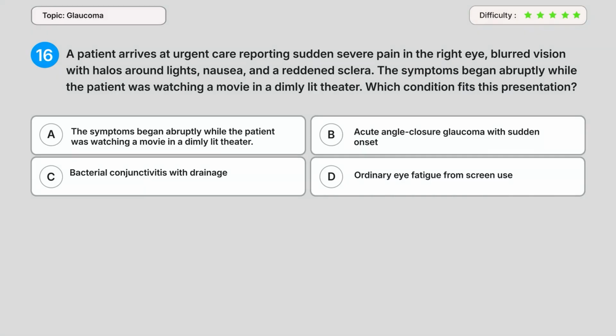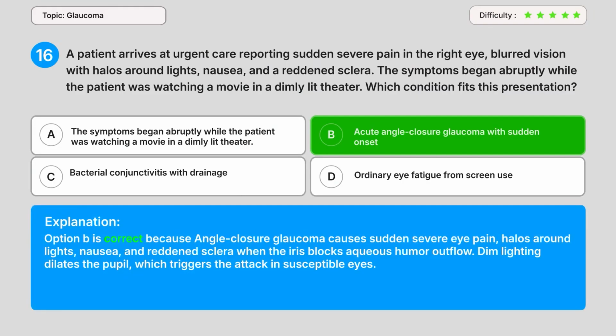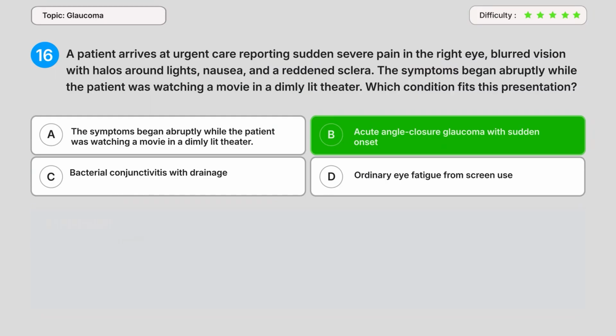Correct answer. B. Acute angle closure glaucoma with sudden onset. Angle closure glaucoma causes sudden severe eye pain, halos around lights, nausea, and reddened sclera when the iris blocks aqueous humor outflow. Dim lighting dilates the pupil, which triggers the attack in susceptible eyes.